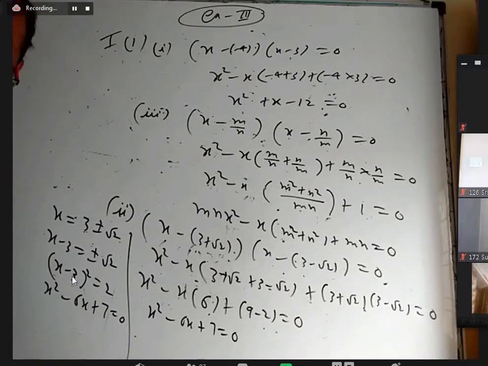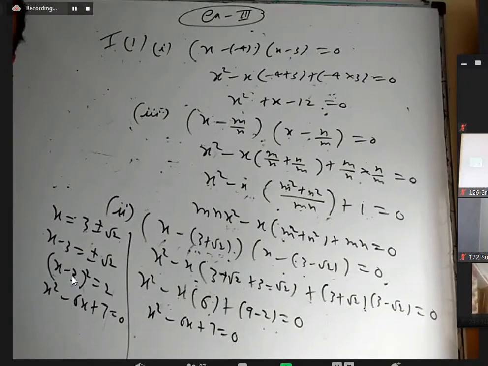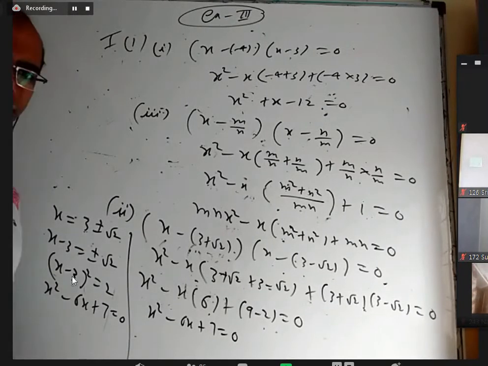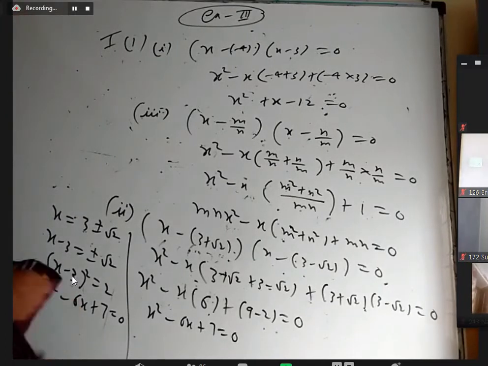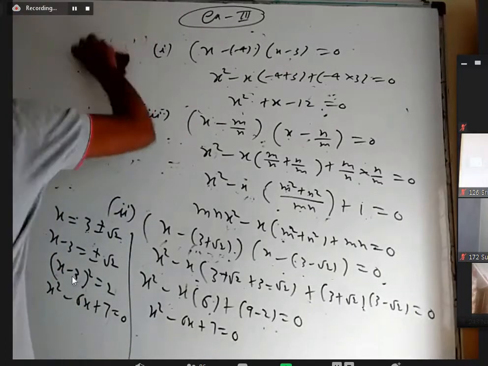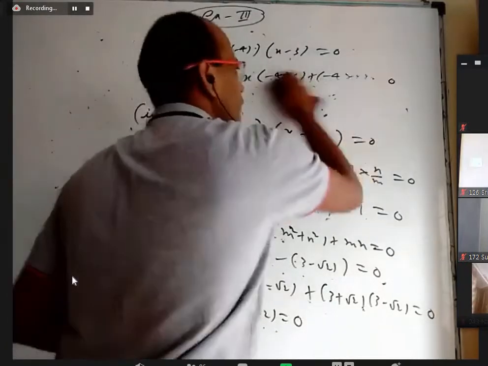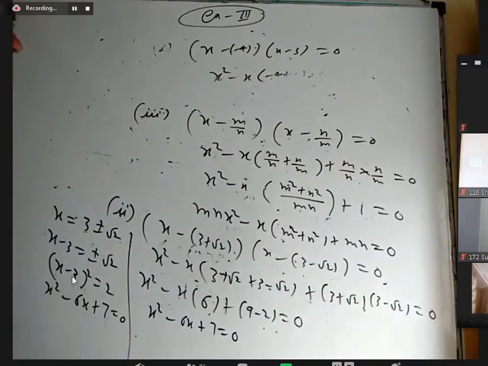Second one also, we will do only odd numbers, and even numbers you can try later. I'm just going fast because these are simple questions.